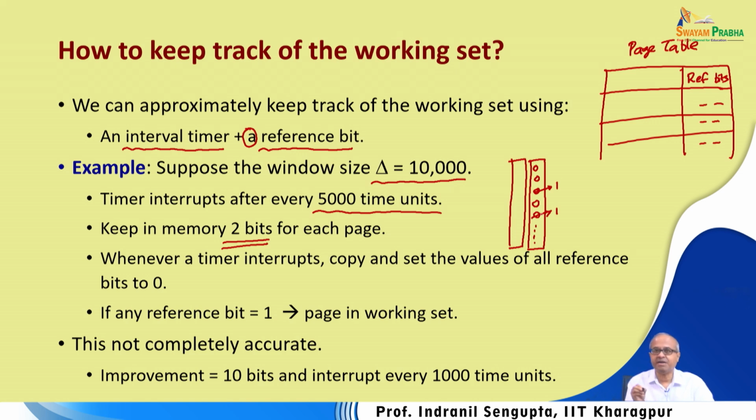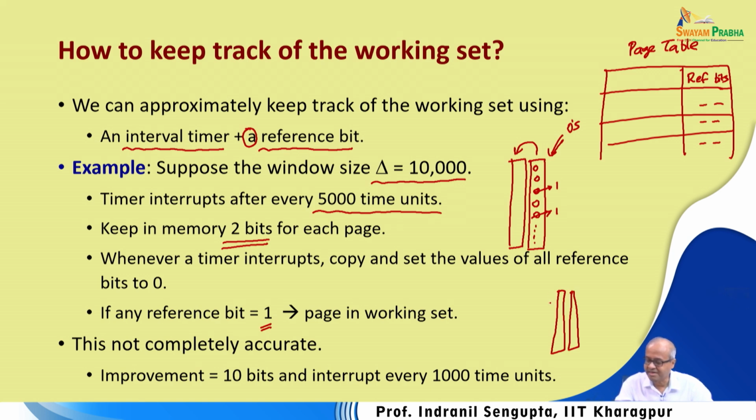So, whenever there is a timer interrupt, what do I do? I copy this second bit string into the first bit string, and after copying I check which bits are non-zero. If the bits are non-zero, those pages are in the working set. After copying I reset these to 0, these two all zeros again. So at any point in time whenever a timer interrupt comes, there are two vectors: one is the copied vector from the previous time, one is the current vector which has been modified.